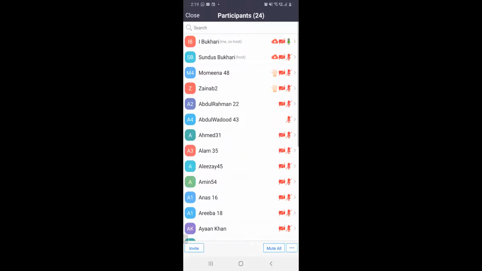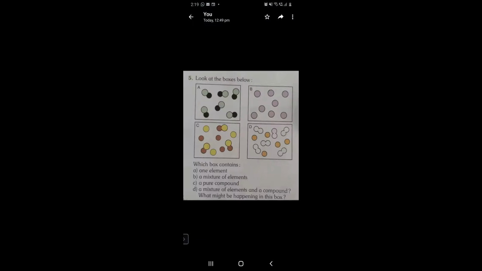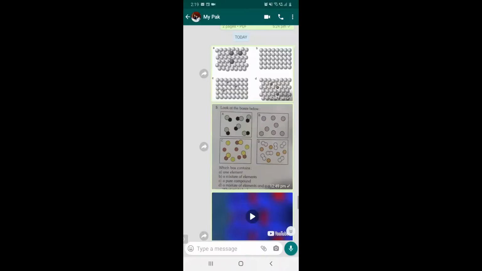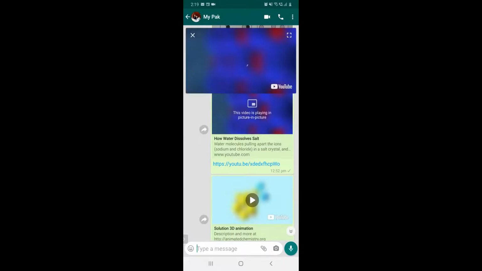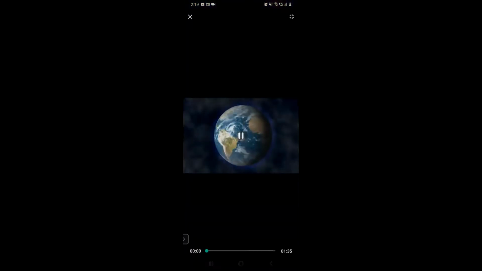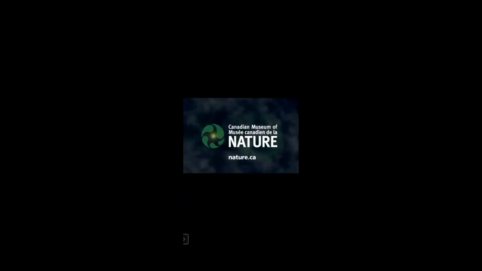Okay, now I want to show you a video showing how salt is dissolving in water. So this is the video. Okay, now they will show you a salt crystal and they will show you a water molecule.